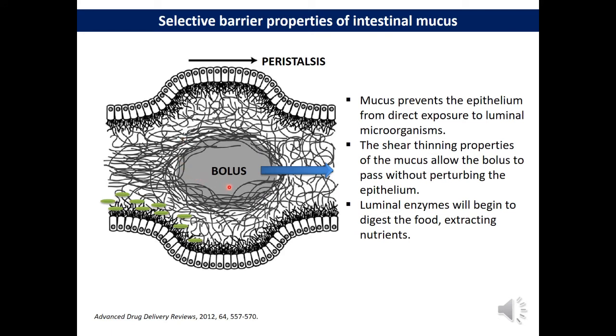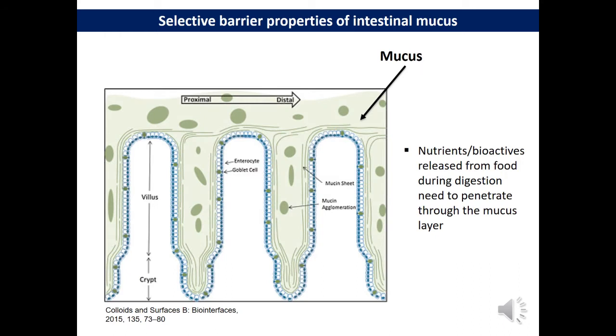And of course, all the nutrients which are released from the food during the digestion would have to be exposed to the mucus on their way to the epithelium. So all the nutrients and bioactives which are released would have to cross the mucus layer in order to get absorbed by the underlying epithelium.